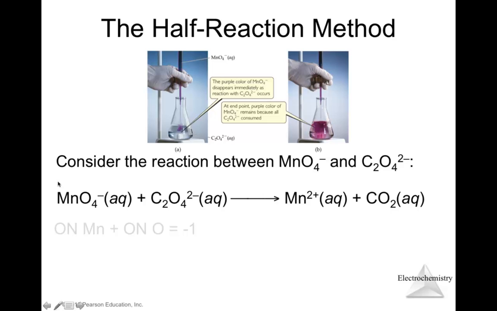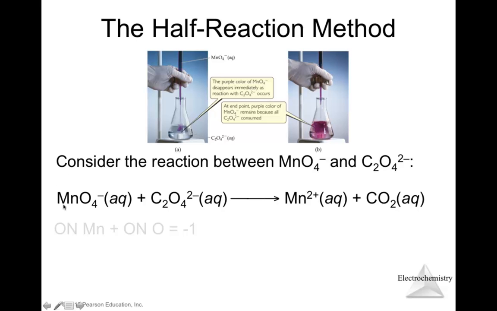One is going to be the permanganate producing the manganese, and the other half reaction is going to be the oxalate producing the carbon dioxide. Okay, so we're going to have those two half reactions, permanganate producing manganese and oxalate producing carbon dioxide. Now we need to identify which one is which.